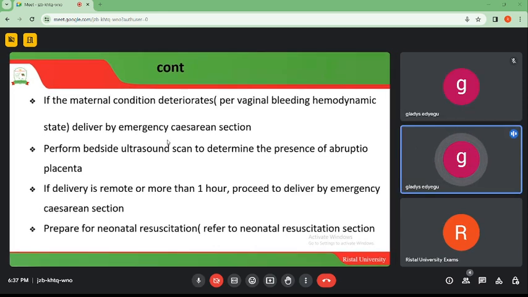If there is vaginal bleeding and an unstable hemodynamic state, you have to deliver by emergency cesarean section. So you need to perform a bedside ultrasound scan to determine the presence of abruptio placenta. So if delivery is remote, or more than 1 hour, remote meaning it has been delayed for more than 1 hour, you have to proceed to deliver by emergency cesarean section.